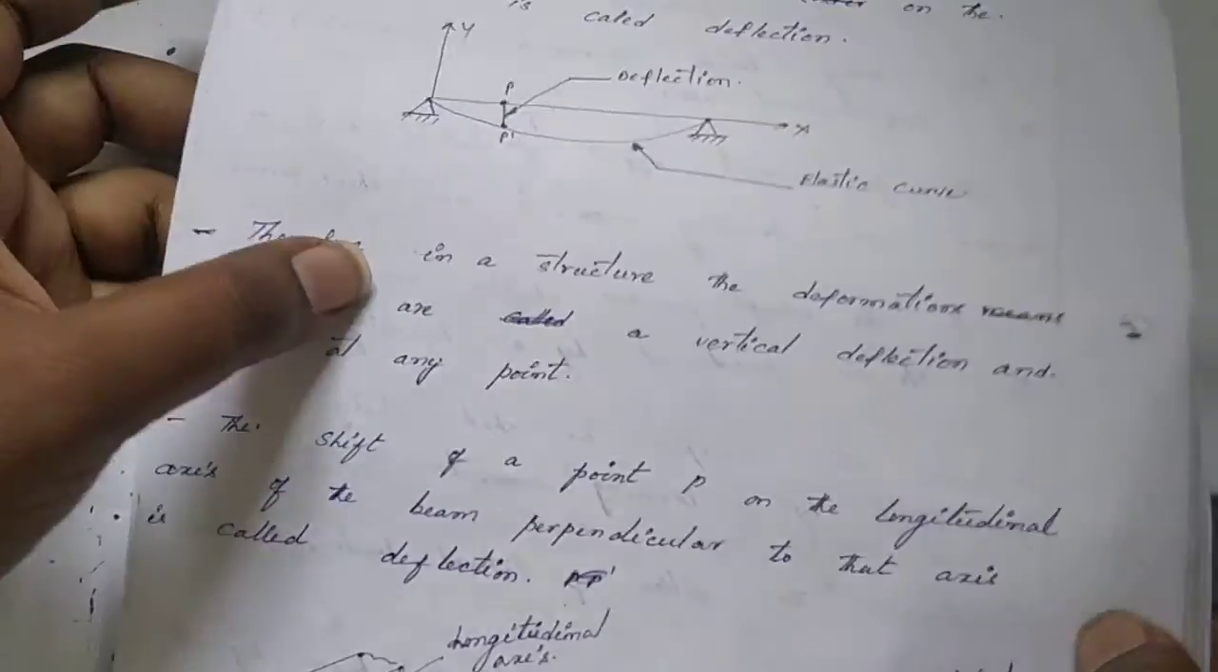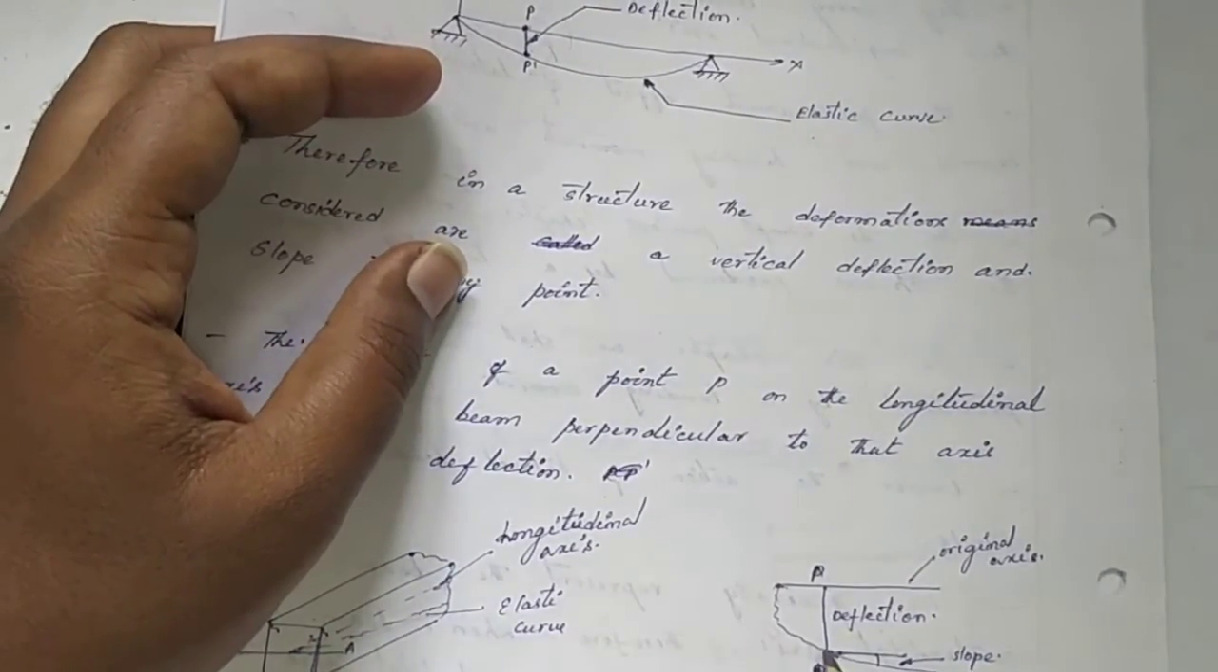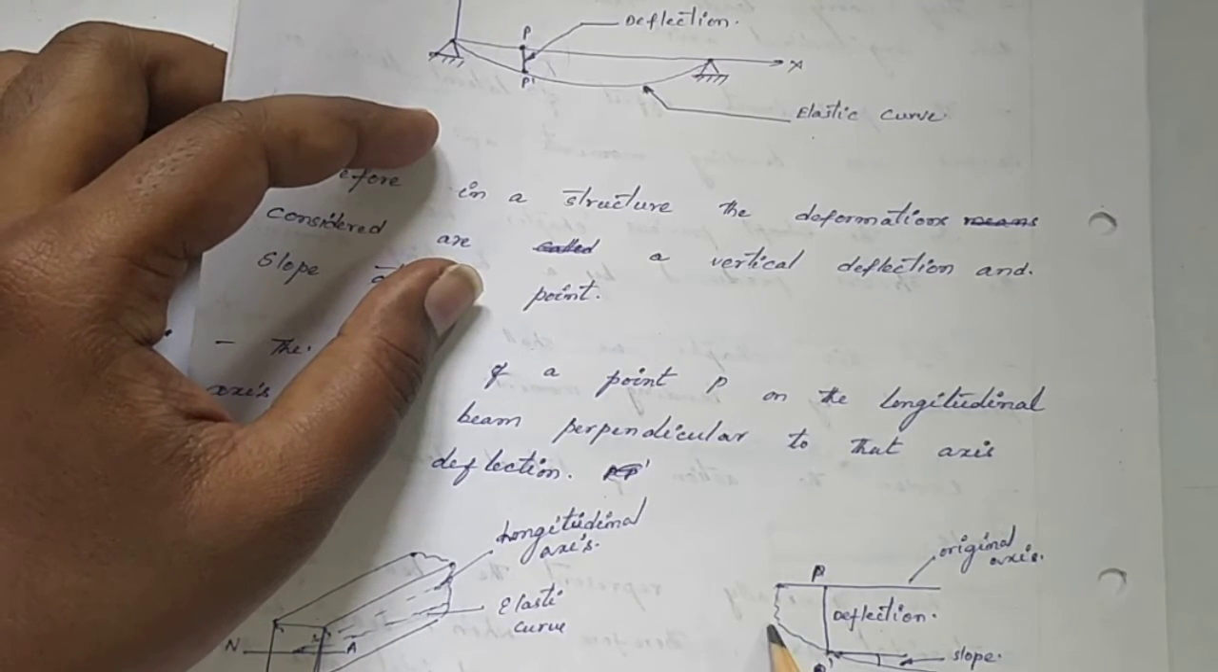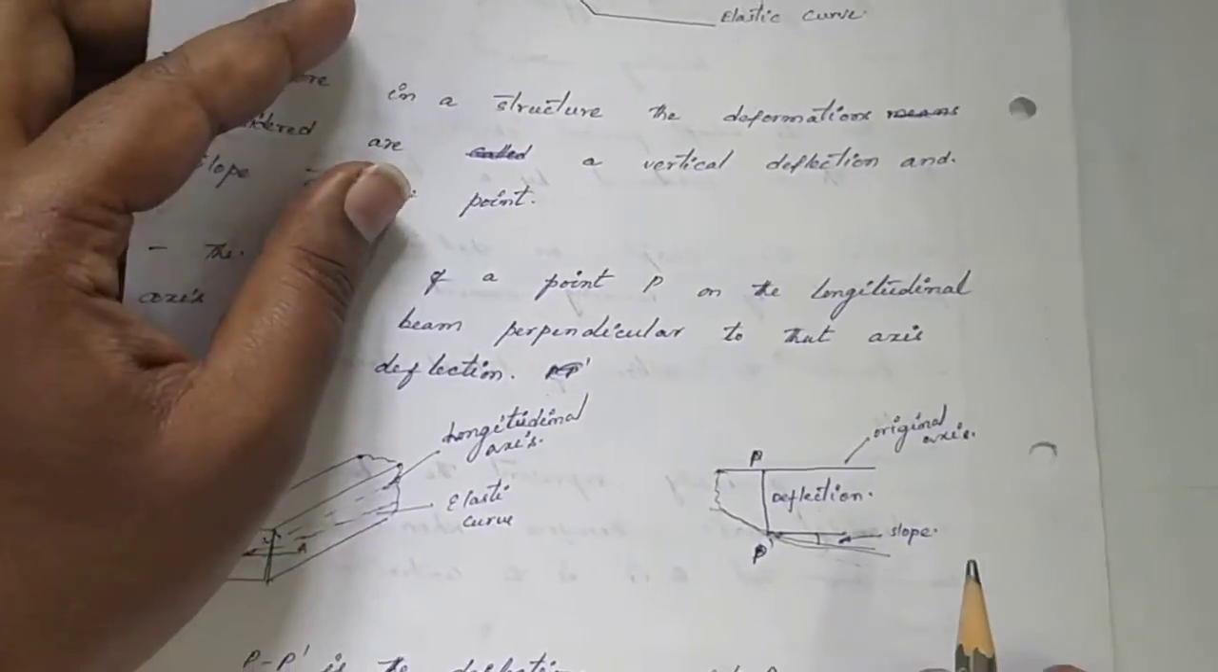Observe, it is a point on the deflected curve. We drew one tangent. Here the angle between the tangent and the undeflected axis is known as slope.